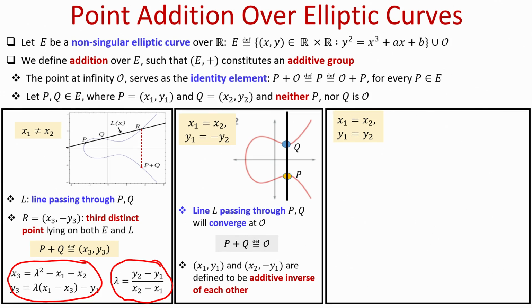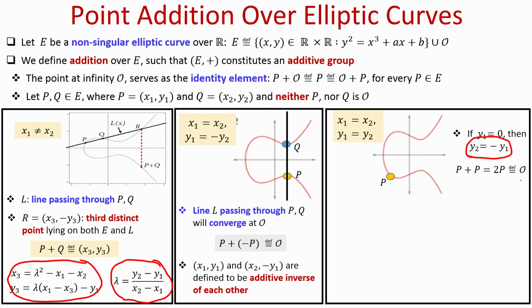Whereas, for the third case where x1 is equal to x2 and y1 is equal to y2, we have two sub cases. If y1 is equal to 0, then we can interpret y2 to be equal to minus y1, because plus 0 and minus 0 are the same. Then we basically come to the previous case where x1 is equal to x2 and y2 is minus y1. And in that case, the way we have defined the plus operation, the summation of P with the same point, which is 2P, gives you the point at infinity.